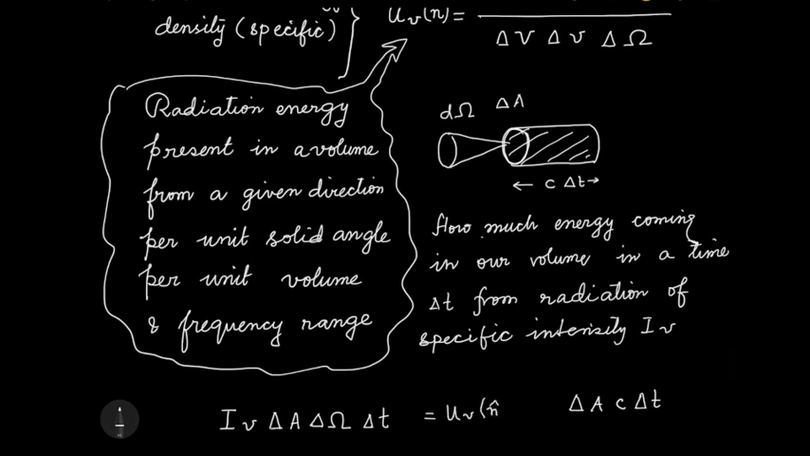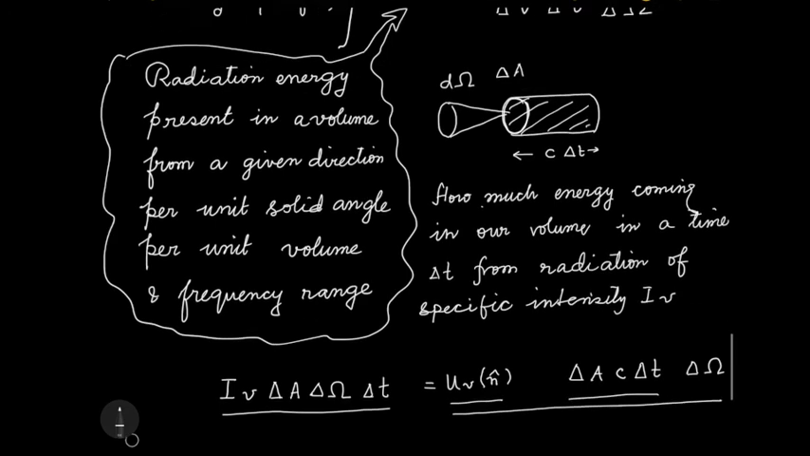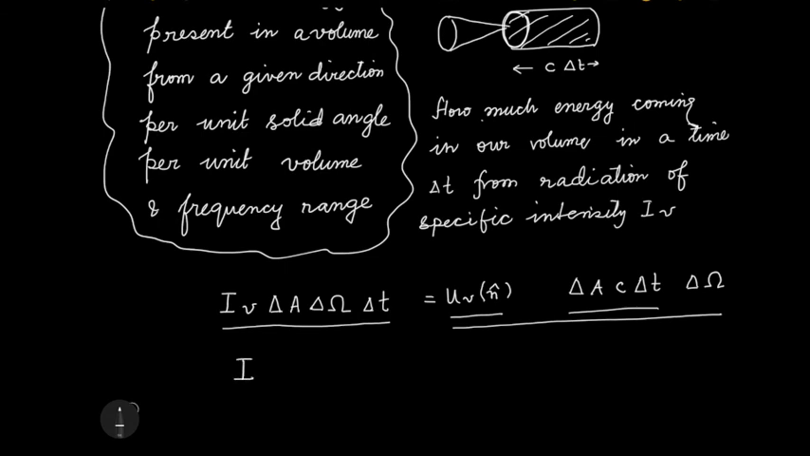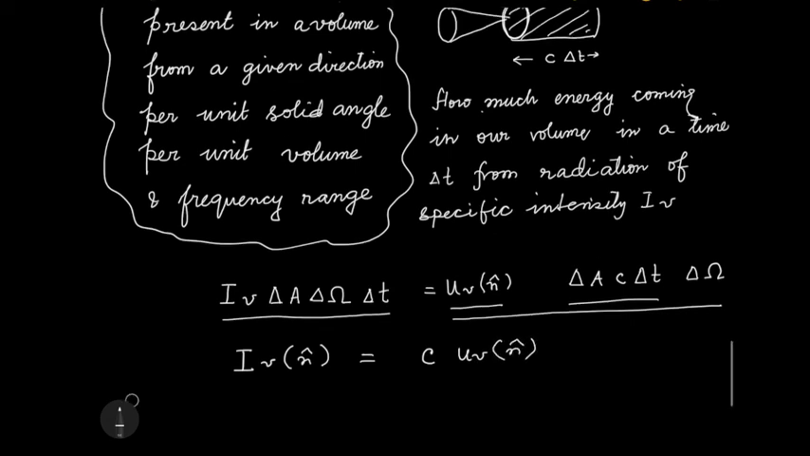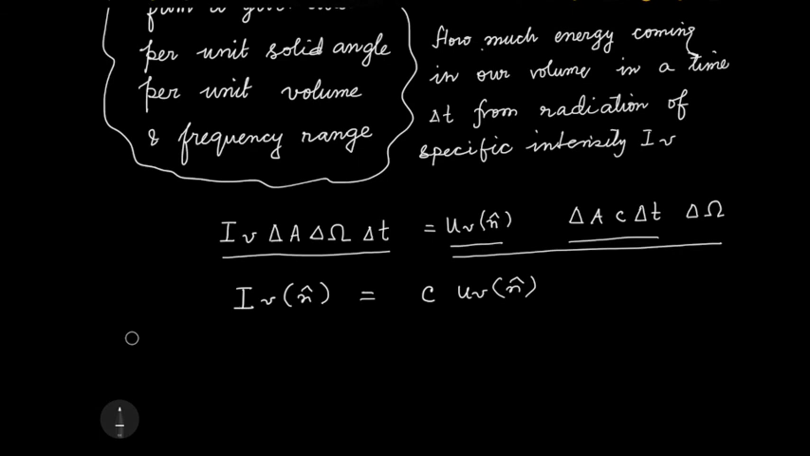If the radiation energy density is U nu inside, so this is U nu of n cap. I nu is also a function of n cap, which I have not written explicitly. Then this times the volume and times delta omega, we are talking about the same frequency range, so I'm not writing that explicitly. This should be equal to the energy that has come inside. And if you compare these two, you will see that I nu as a function of n cap is c times U nu as a function of n cap.